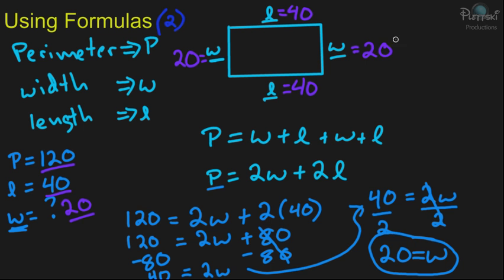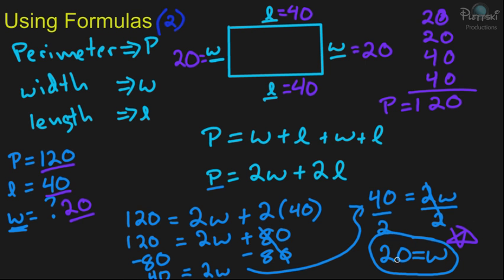So let's add those up. So we have two 20s, so 20, 20, and two 40s. The zeros add up to 0. And then 2 plus 2 is 4, plus 4 is 8, plus 4 is 12. So 120. So that should be our perimeter, which it is. Okay, so we checked our answer and it checked out. So I'm going to say that the width is, in fact, 20. Okay, so that's another example of using a formula.